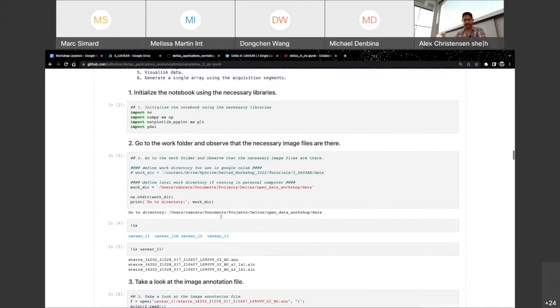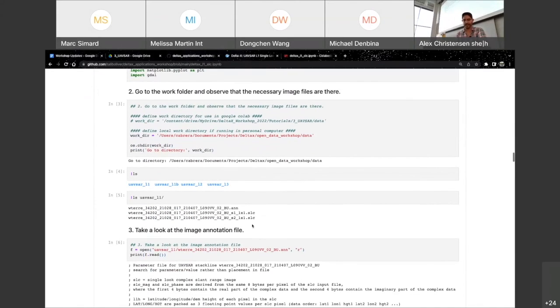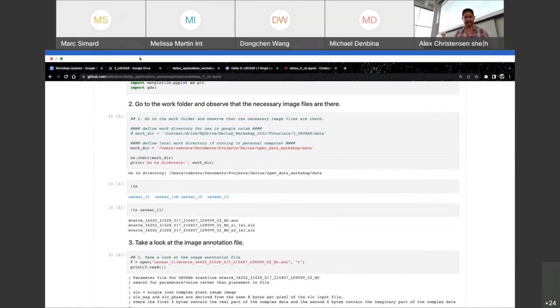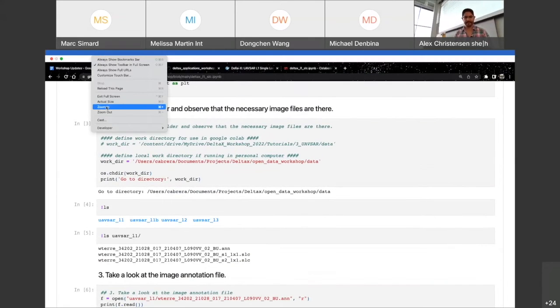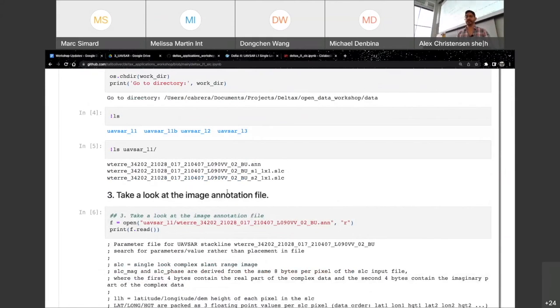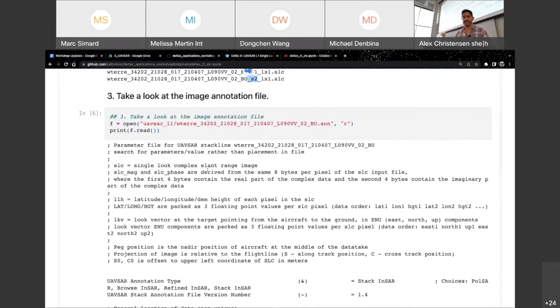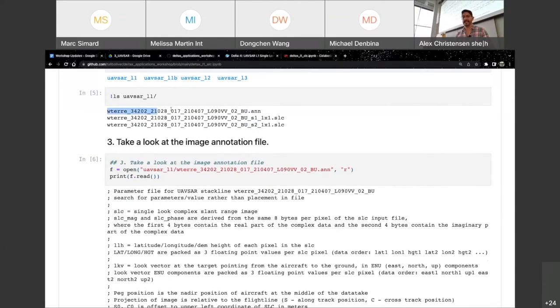So if we read the directory, it's going to show us how it looks. In the case that you downloaded the data, let me zoom in. Let's say that you are doing this locally and you downloaded the data and it's UAVSAR L1. This is how it's going to look: an annotation file, an SLC segment 1, because this specific image happens to be split in two, and segment 2. So we can plot what is inside the annotation file.